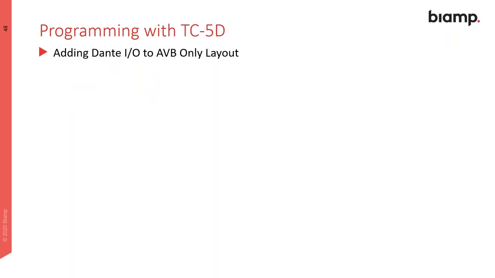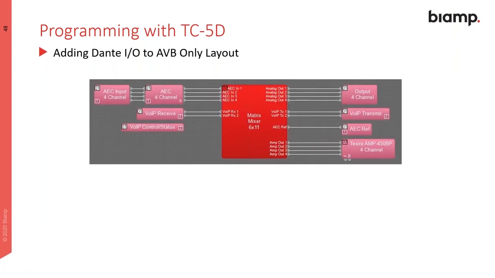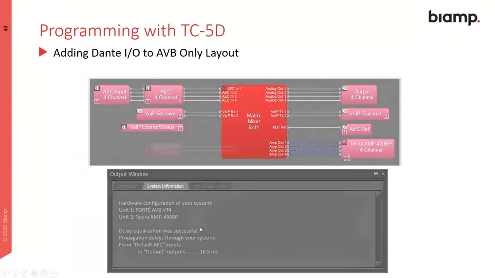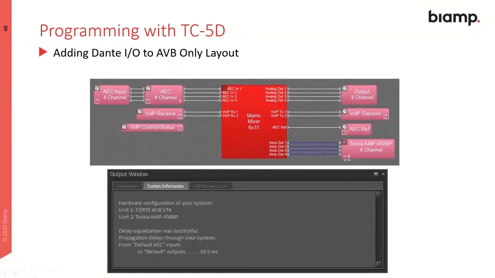The programming of the TC5D is very simple. You just add, like in this layout, some AEC input. In this case we have an AVB VT4. You simply add a Dante network. If I hit compile in this case, I will get this output: a TesiraCONNECT 5D, a Forte AVB VT4, and an AMP 450 BB. So you have this amplifier and you have the Tesira Forte AVB VT4.